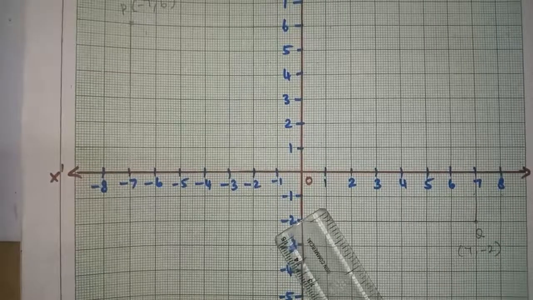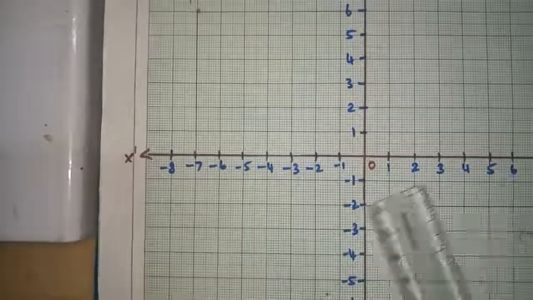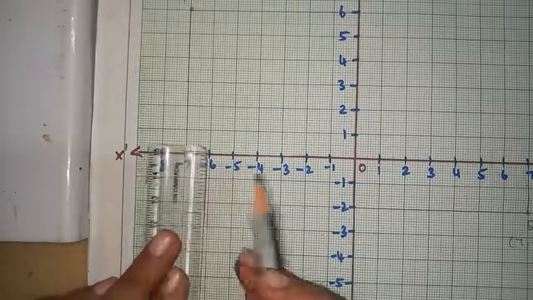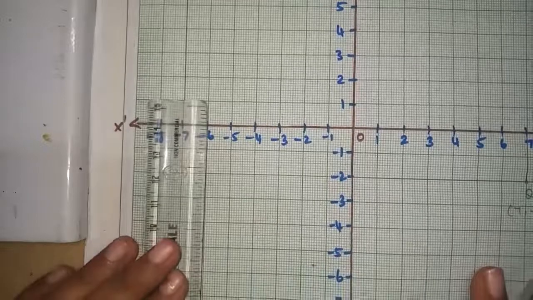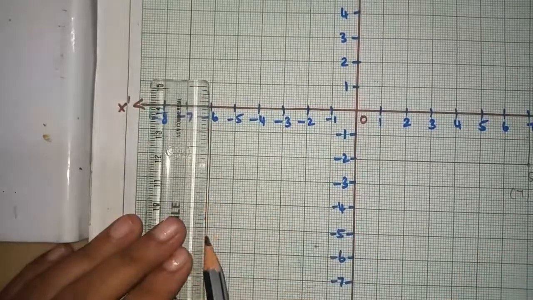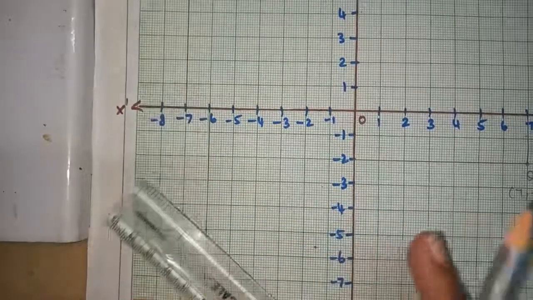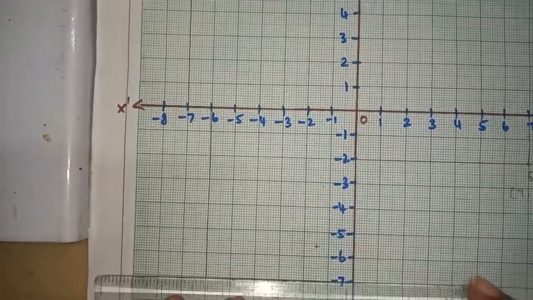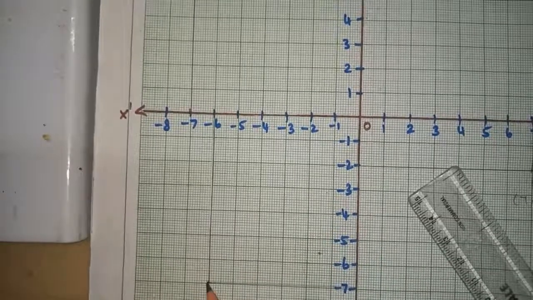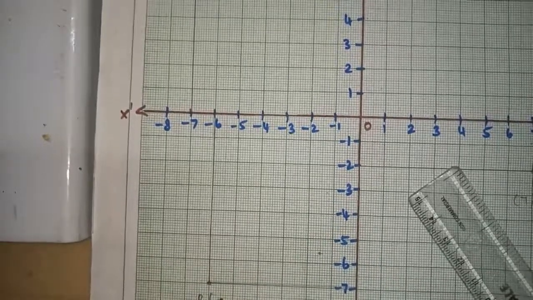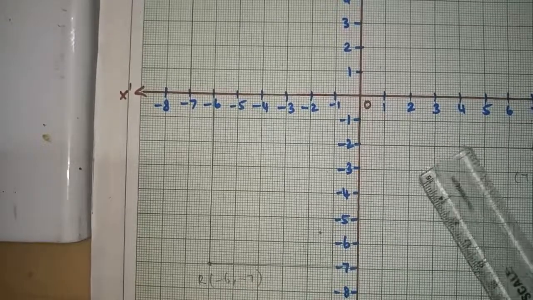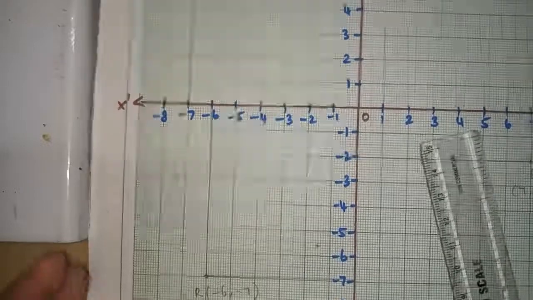Then the third one, R of minus 6, minus 7. So here minus 6 in the x-axis and minus 7 in the y-axis. So here we can see minus 6, minus 7. So minus 7 in the y-axis. So the point is R of minus 6, minus 7.